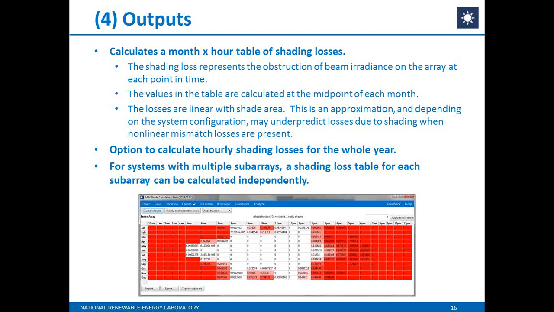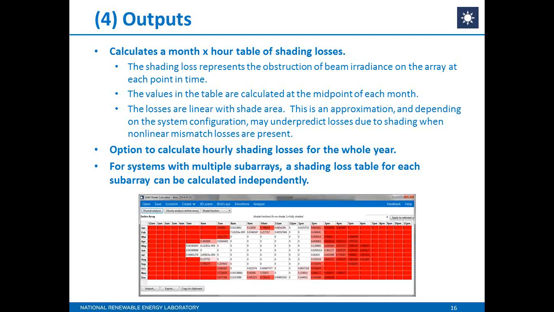And I'm sure somebody will ask, but we'll just say it now, that the losses right now are linear with shade area. And so this is an approximation. I'm sure many of you know that energy losses in a PV system aren't necessarily linear with the amount of shade incident on the system. That depends on how the system is wired, whether you have AC modules or microinverters or DC optimizers and everything. So this tool for a typical string inverter configuration may underpredict losses due to shading. But it's a pretty good approximation, and we'll show some quick validation or comparison to show that. And then you can calculate hourly shading losses, and since SAM supports multiple subarrays, you can calculate a shading loss for each subarray independently using the same 3D scene.